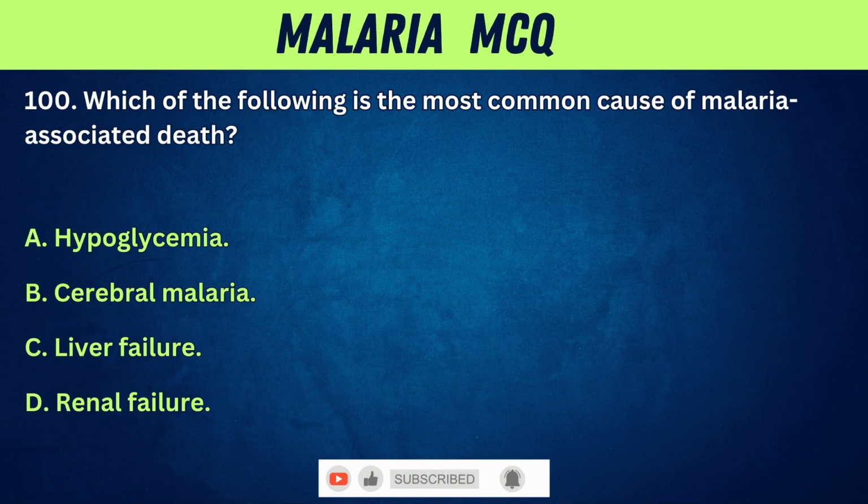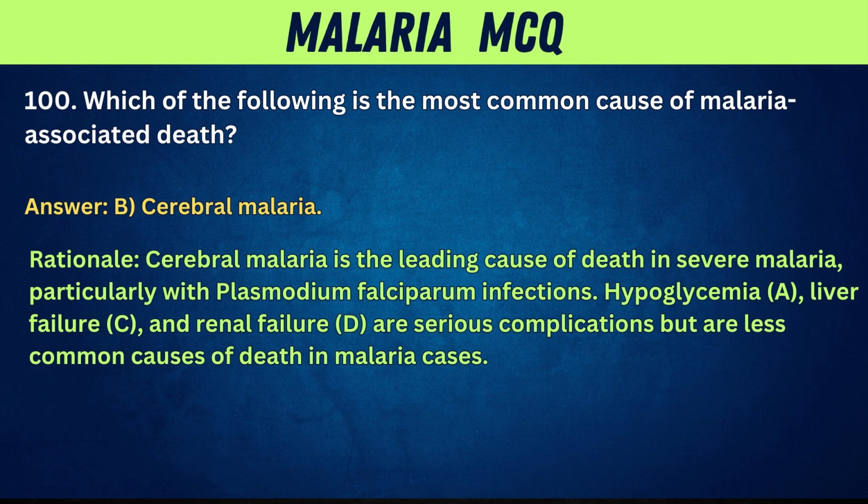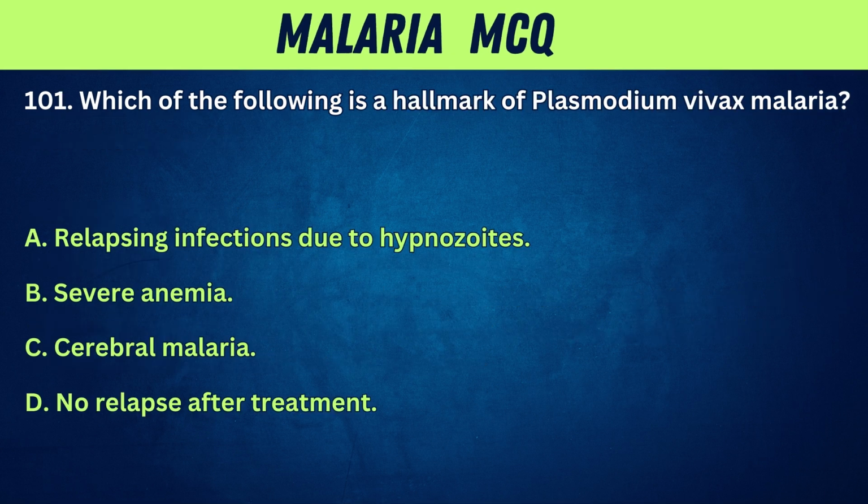100. Which of the following is the most common cause of malaria-associated death? A. Hypoglycemia. B. Cerebral malaria. C. Liver failure. D. Renal failure. Answer: B. Cerebral malaria. Rationale: cerebral malaria is the leading cause of death in severe malaria, particularly with Plasmodium falciparum infections. Hypoglycemia, A, liver failure, C, and renal failure, D, are serious complications but are less common causes of death in malaria cases.